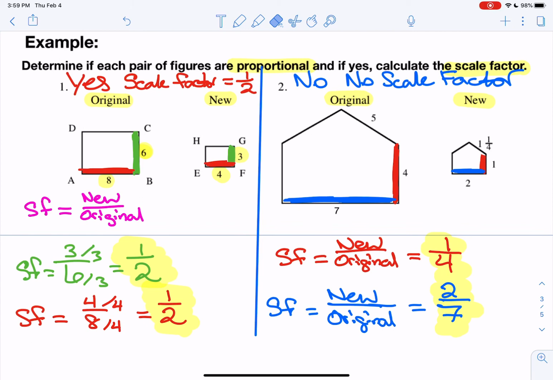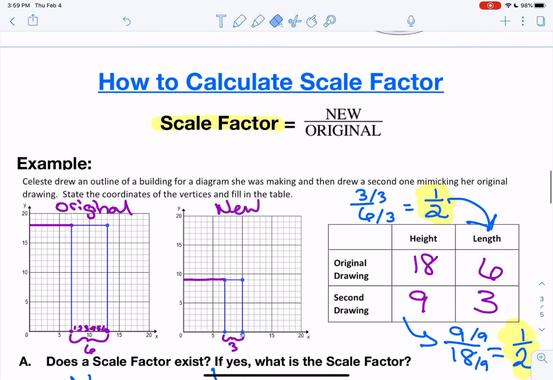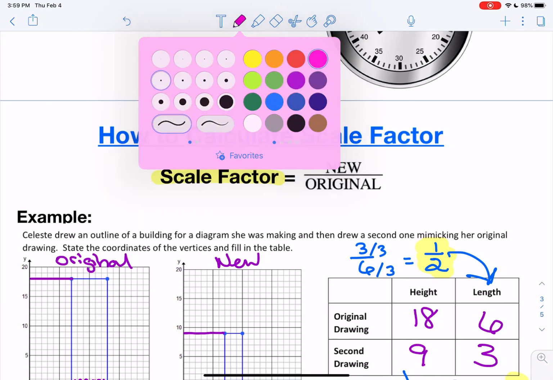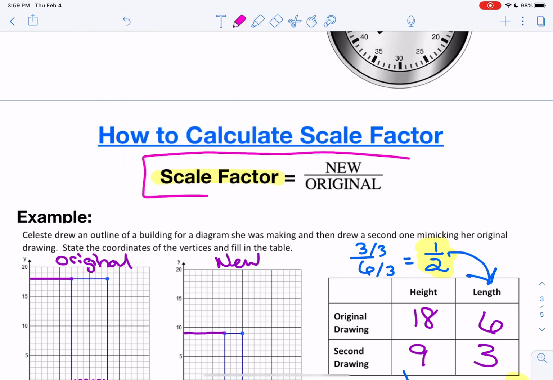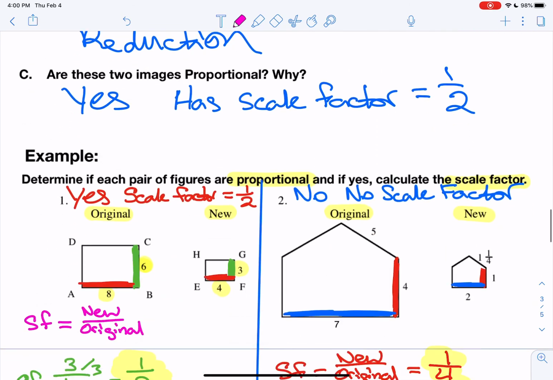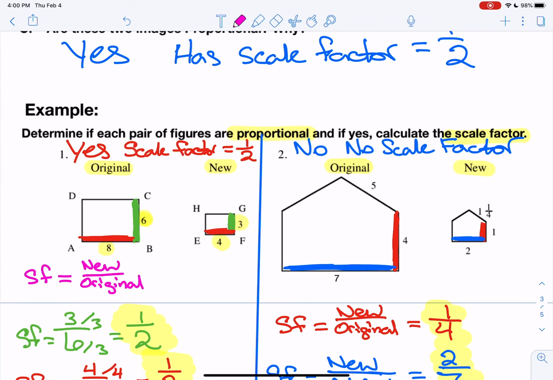Okay, the big thing to remember is scale factor is new divided by original. Okay, it's a ratio. So you're going to take your 2 numbers, divide them, see what you get. Okay, and remember, you have to use corresponding sides. If you're doing the bottom, you have to do the bottom. If you're doing the right side, you have to do the right side on both images, right?